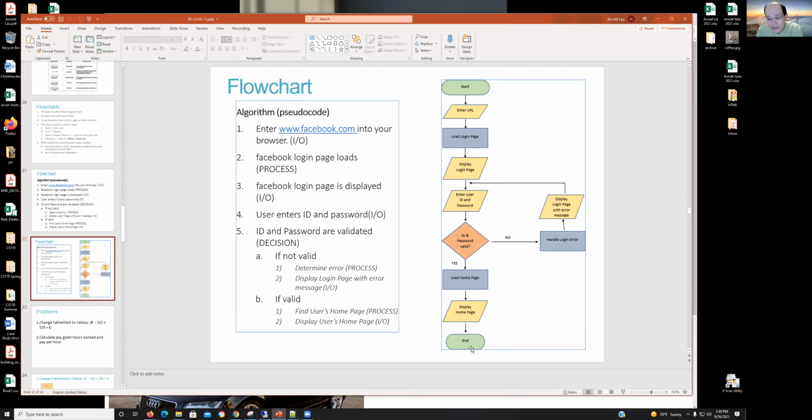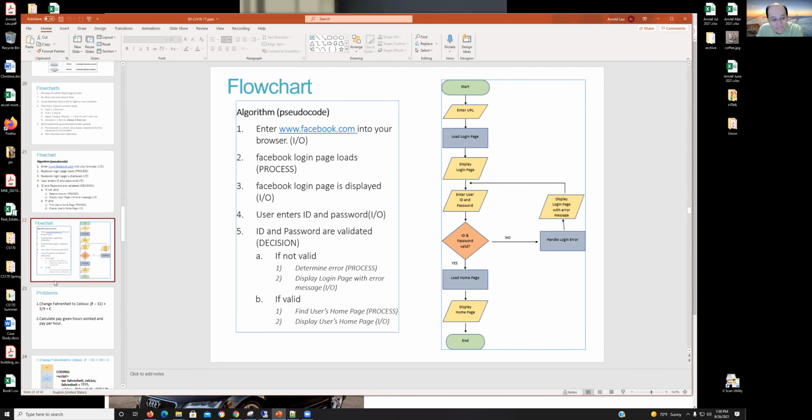But look at the oval shape for your start and end. You have your parallelograms for your IO, your input output, and then you have your rectangles for where you're doing some processing, right? And then you have your decision, which is this diamond here. Is it a valid password or not? Okay, so this is a pretty straightforward flow chart utilizing all the shapes. So do try to understand this part.